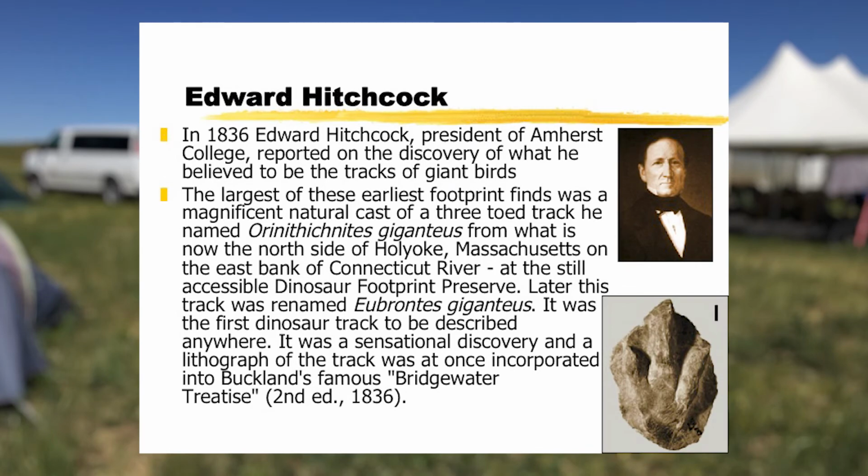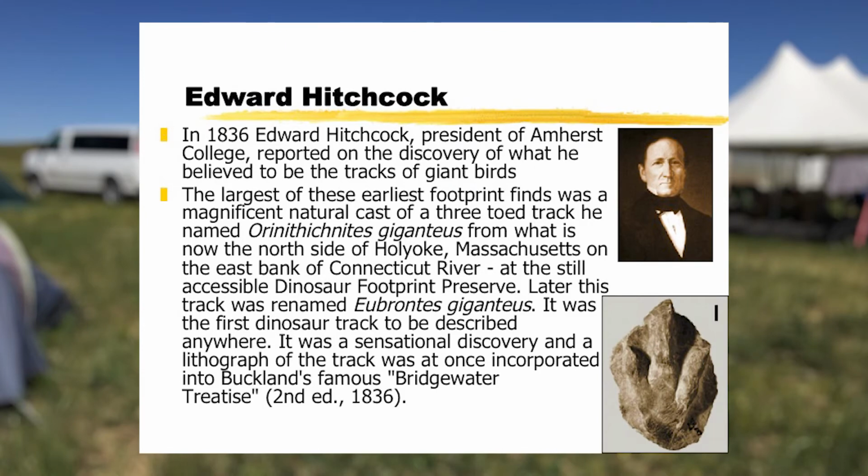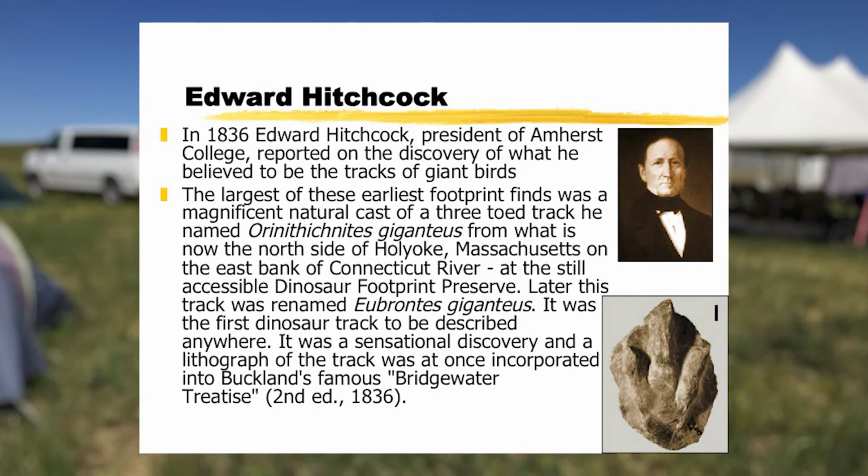1836, Edward Hitchcock, president of Amherst College. Where's Amherst College? Massachusetts. He reported on the discovery of what he believed to be the tracks of giant birds. The largest of these earliest footprints was a large cast of a 3-toed track he named Ornithichnites giganteus. And here's what it looked like down here. He thought it was a track of a bird. Later on, it was renamed Eubrontes giganteus. It's the first dinosaur track to be described anywhere.